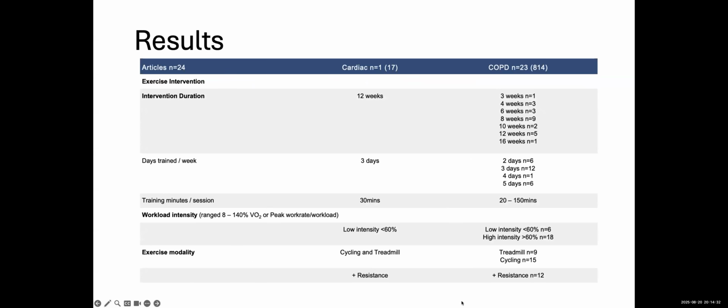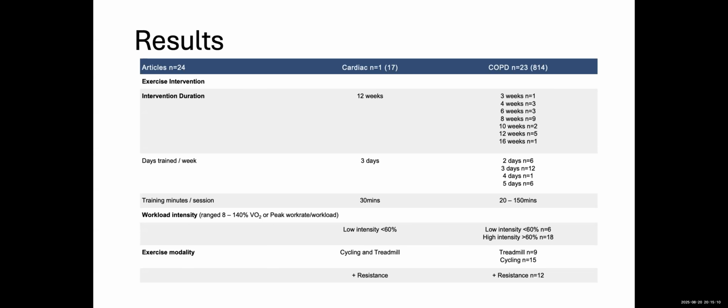So what we found to date, and sorry, these tables are quite busy, is that we've currently got 24 articles out of the 7,525 that the database has returned. 21 of those were found within the database search and another 3 were sourced from previous and other sources. In the current 24 articles, 23 were done in COPD and only 1 was done in chronic cardiac, and that was in the heart failure population.